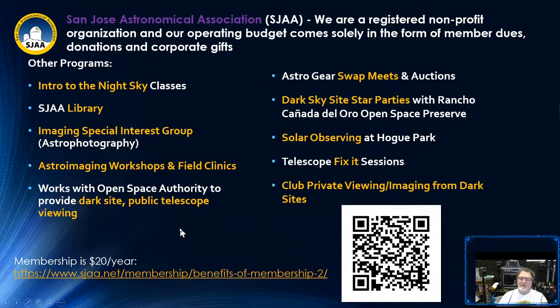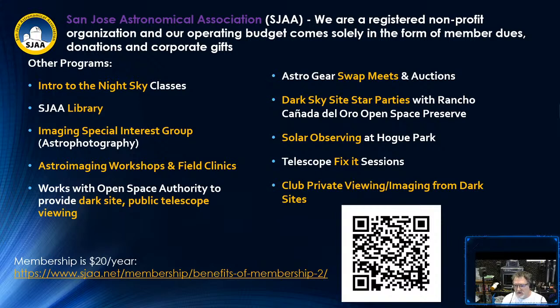Okay, and going on with the SJA activities, we partner with the Open Space Authority to get access to some of their great sites for nighttime activities. For instance, my events without COVID being involved are at Little Uvas OSP, as I mentioned. And then we have dark site star parties at Rancho Cañada de Oro, which is one of their open space sites. We do have swap meets a couple times a year, which is fun. Good way to buy and sell astro gear.